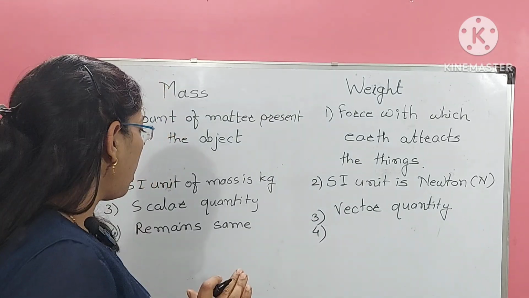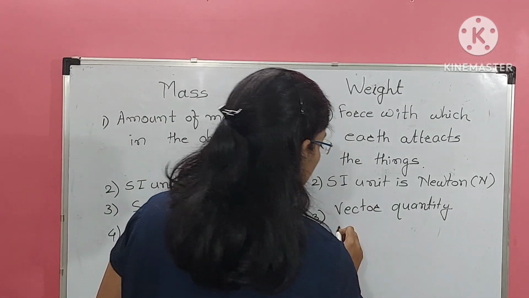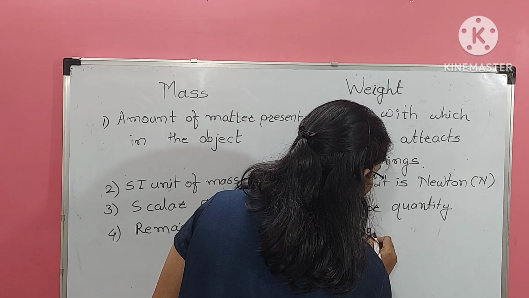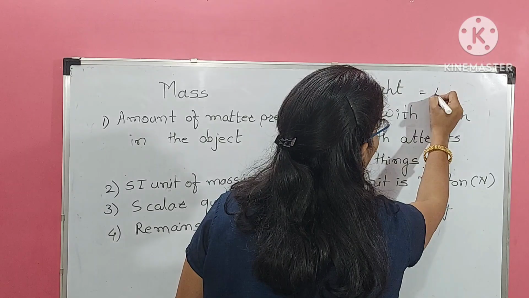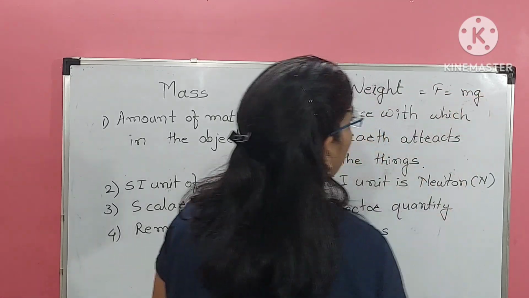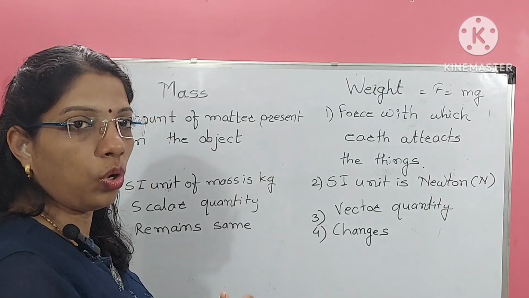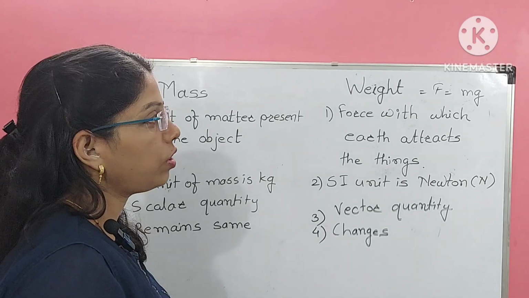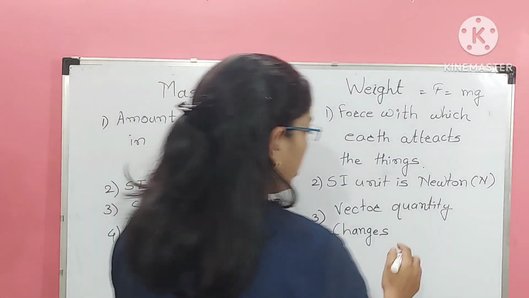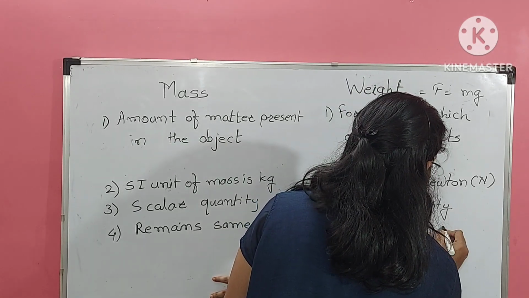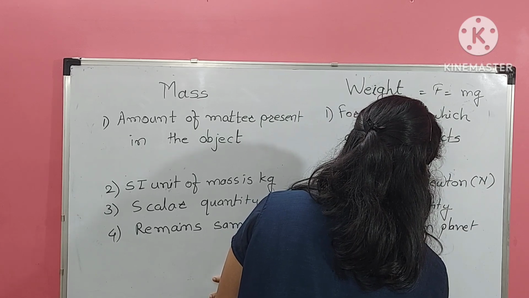Therefore the weight changes from planet to planet due to changes in the value of g, and we know that weight is equal to force, which is equal to mg. We have defined it as the force with which earth attracts, and weight is defined as the mass of the object multiplied by the value of g. Therefore, there are changes in the value of g, and we have to write that the value of weight changes from planet to planet.